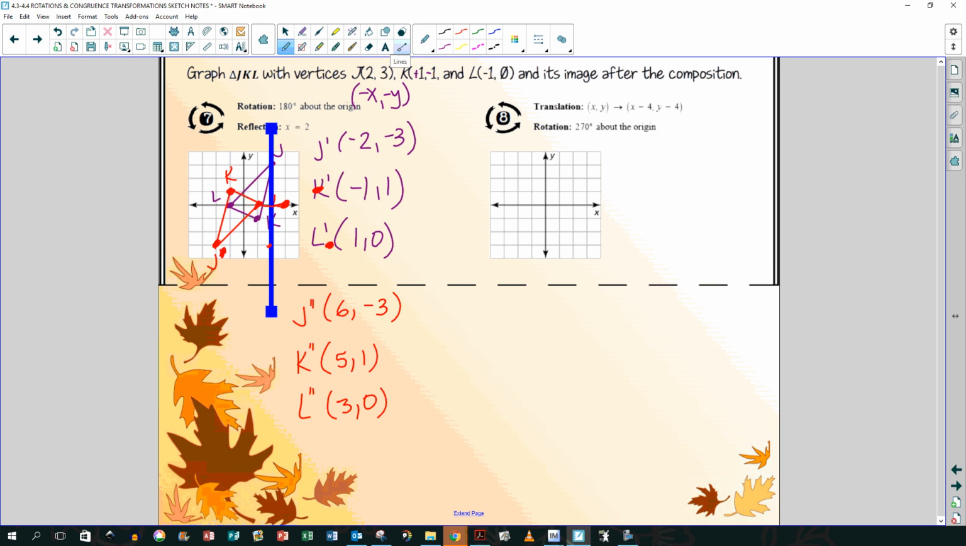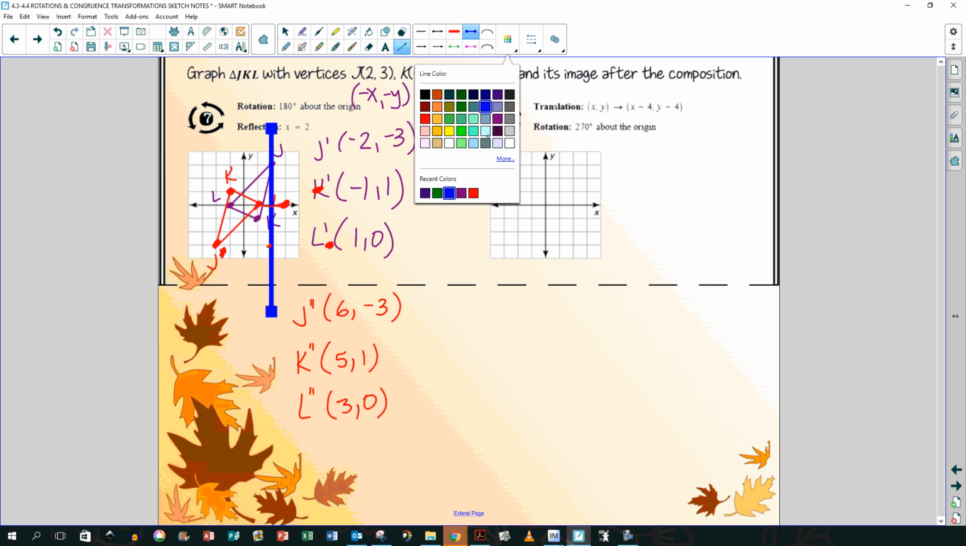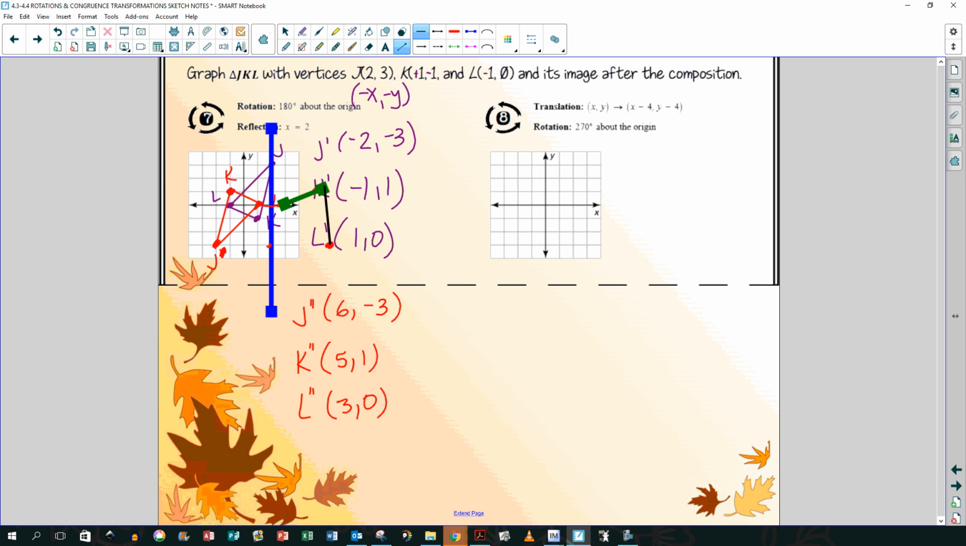So let me connect all of these dots. We'll do this with the green. All right, so here is, oops, that's not what I wanted. All right, we're just going to have to make do. All right, so I rotated it 180 degrees and then I flipped it over the line, and this is where we wound up. Okay, now next one is the same triangle.